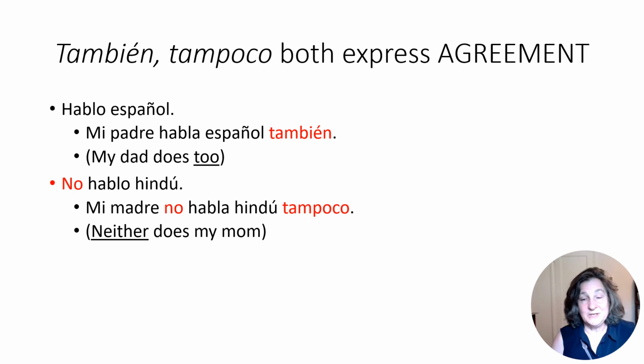Finally, I wanted to mention, because it is included in Chapter 3 of your textbook, and we start with Chapter 4, that when you agree with something, you use either también or tampoco, depending on whether you're in a positive or negative situation. So if I say, hablo español, and then add, mi padre habla español también, so I'm saying something affirmative. My dad speaks Spanish. But if I say, no hablo hindú, then I'm going to need a tampoco to agree with it. Mi madre no habla hindú tampoco.